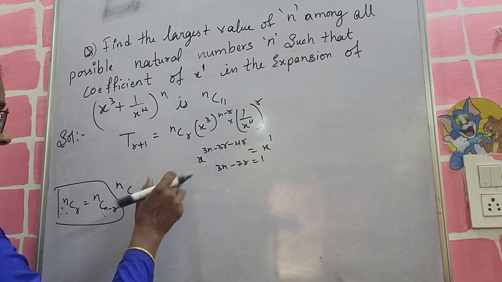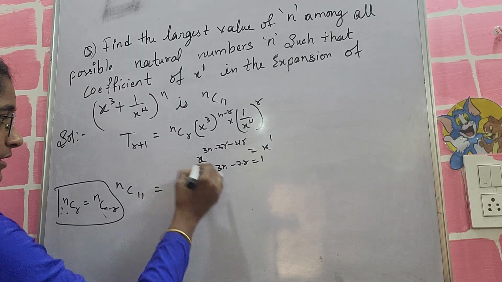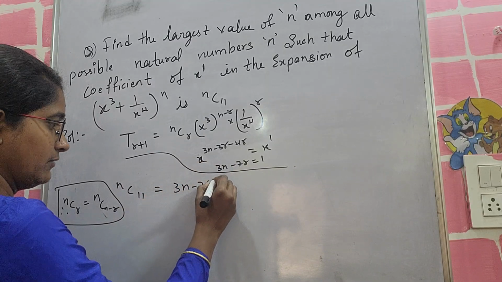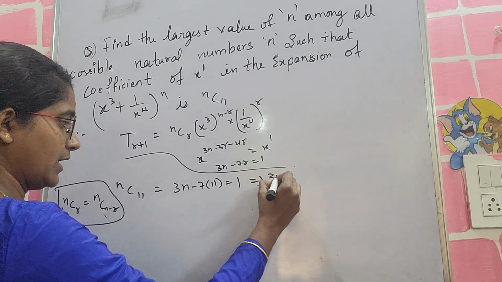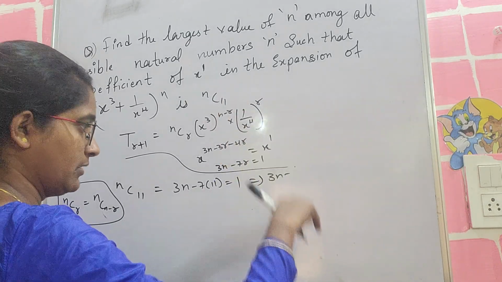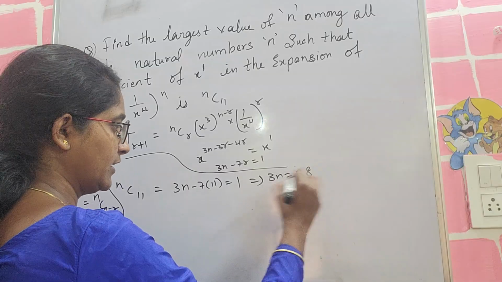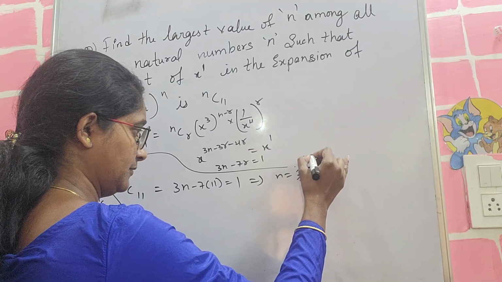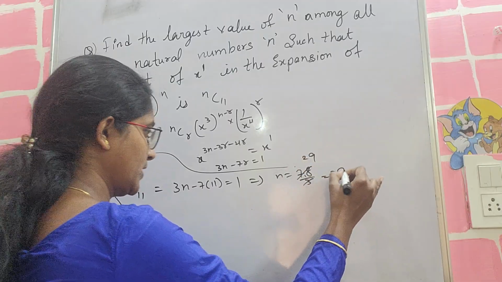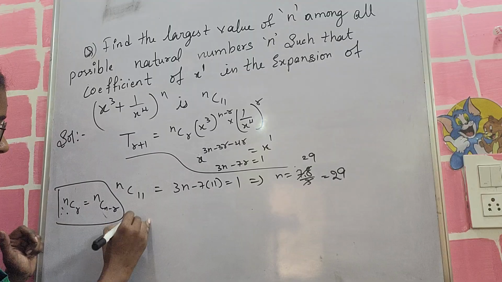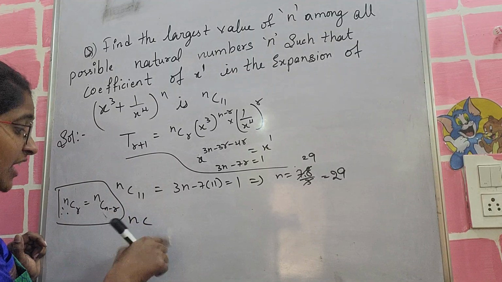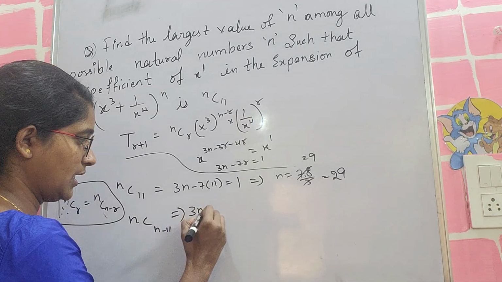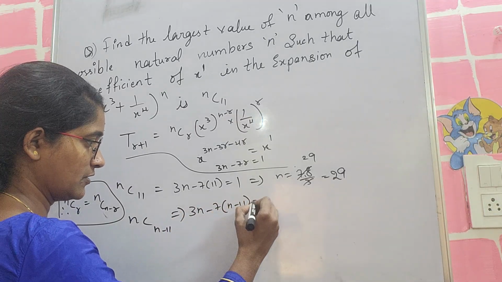Okay, so if I substitute NC11 here, in this 3n minus 7 of 11 is equal to 1. So 3n minus 77, if I send that across, it will be 78 divided by 3. 3 ones, 3 twos is 6, 1 is here, 3 9, so it is 26. Now I'm going to take this one, NC n minus r, meaning n minus 11. I'm going to substitute in place of r. So 3n minus 7 into n minus 11 is equal to 1.